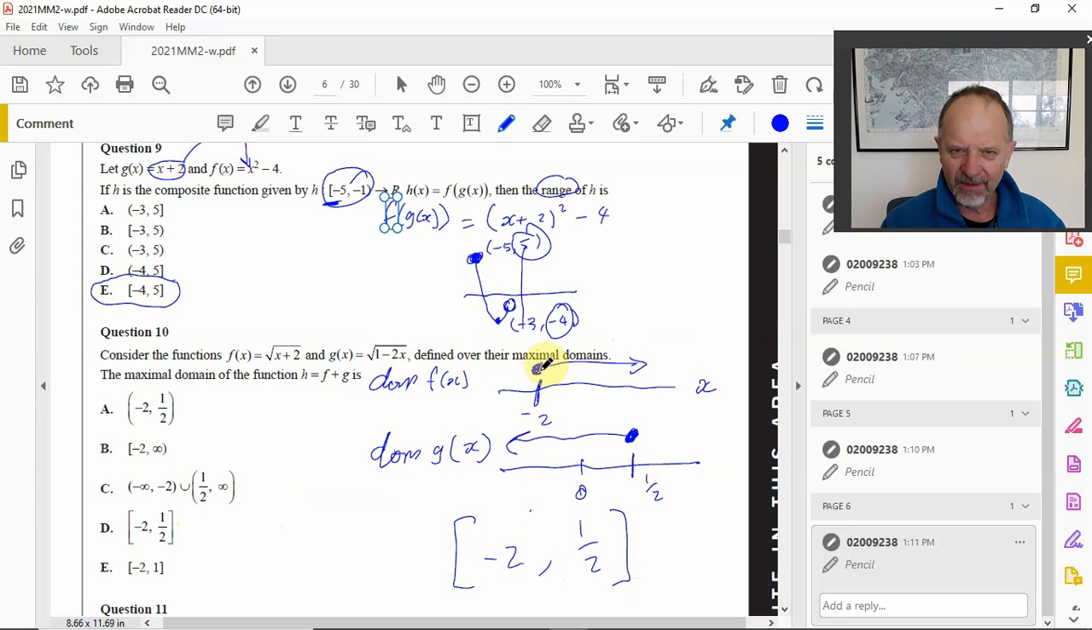Why are they both included? Because this endpoint's included, this endpoint's included. All right, implied domain, we can square root 0, so that point's okay. And of course, it's also included in the opposite graph. All right, so that's why it is D.